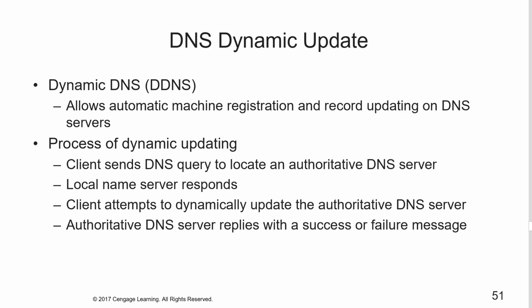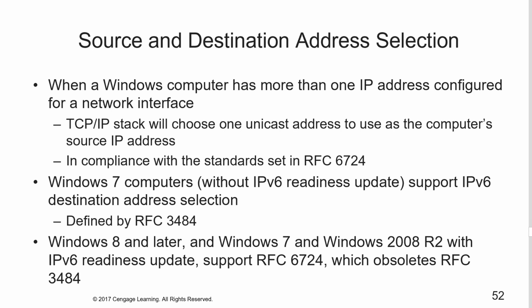Step 1, a client computer sends a DNS query to locate an authoritative DNS server. Step 2, the local name server responds with the IP address, host name, and zone name of the authoritative DNS server for that zone. Step 3, the client computer attempts to dynamically update the authoritative DNS server. And last, the authoritative DNS server replies with either a success or a failure message.